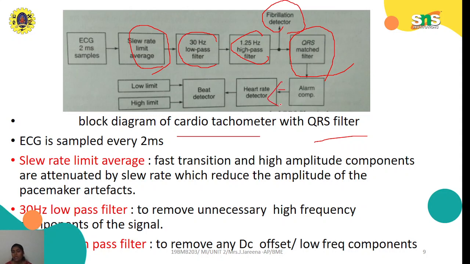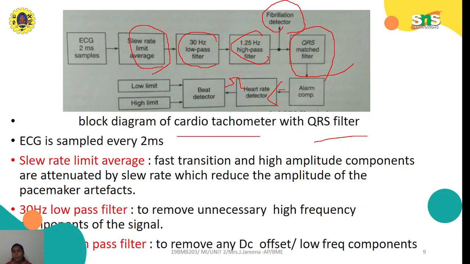Then the processed ECG waveform, that is only the QRS waveform, gets into the heart rate detector. Here this block is going to recognize the QRS complex and convert this QRS complex into a pulse of fixed rate and amplitude, and that pulse is now getting into the beat detector. This beat detector has two limits, one is a low limit and another one is a high limit.